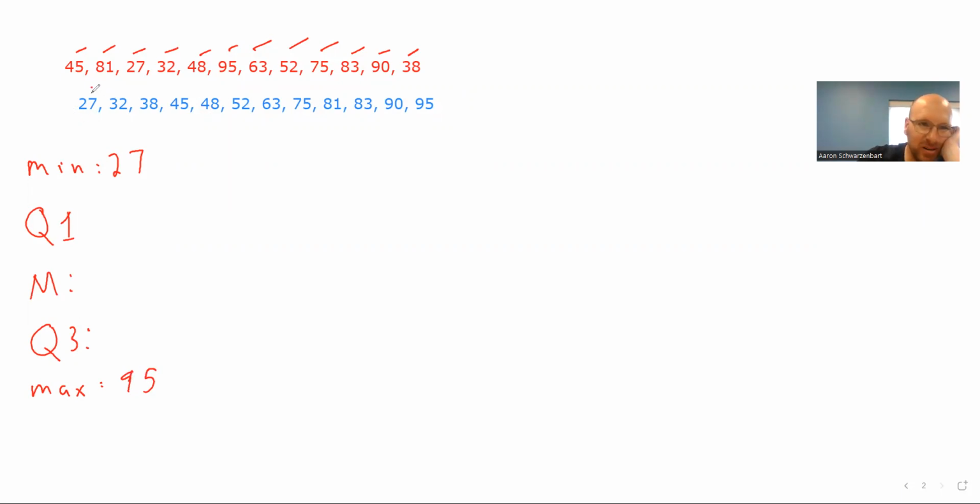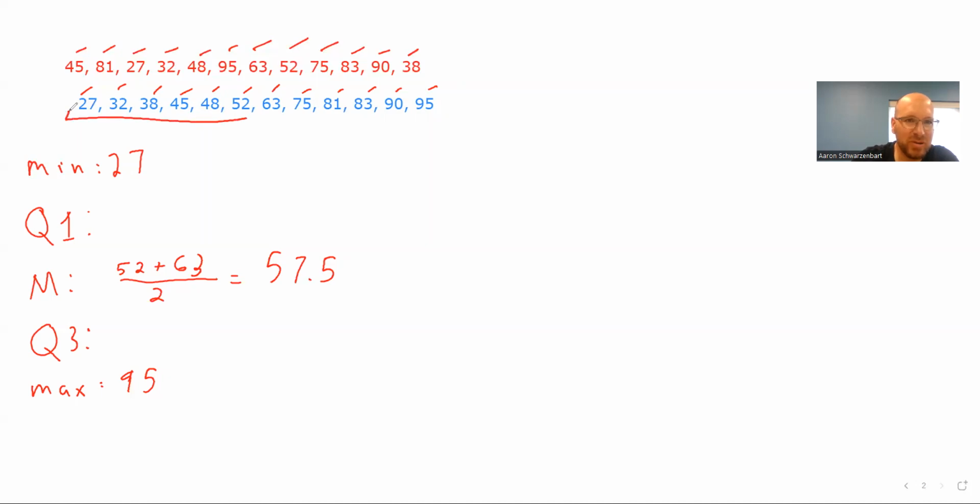Okay, median. Find the middle number. There isn't a middle number. This is an even data set. Which means I take the average, or I add the two numbers together and divide by 2. That gives me 57.5 as my median.